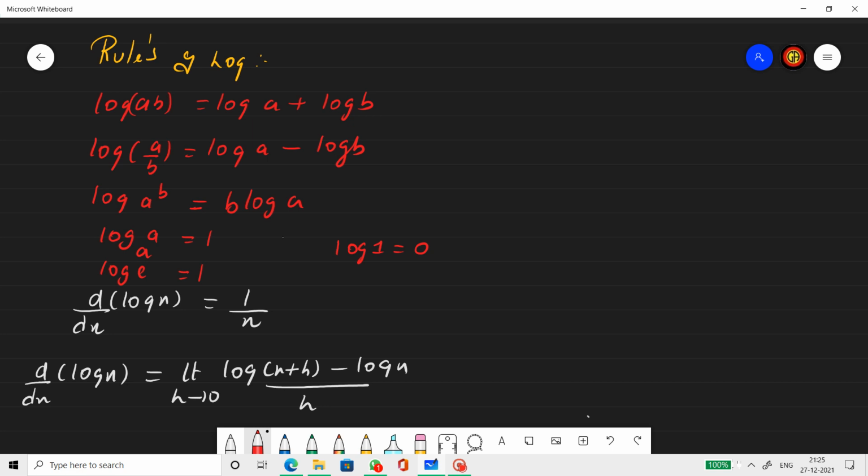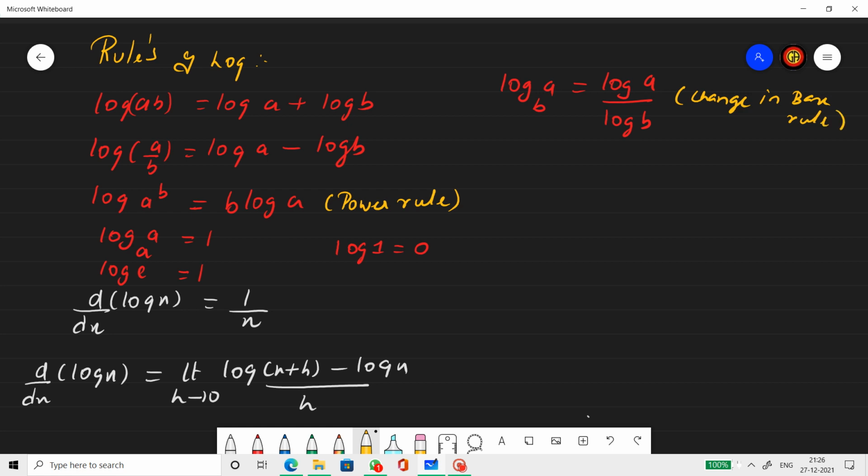This is called the power rule of log. And then there is something called the change of base rule. So if you have log A base B, we can write this as log A by log B. This is called the change of base rule. All these are applicable when it comes to the differentiation chapter.